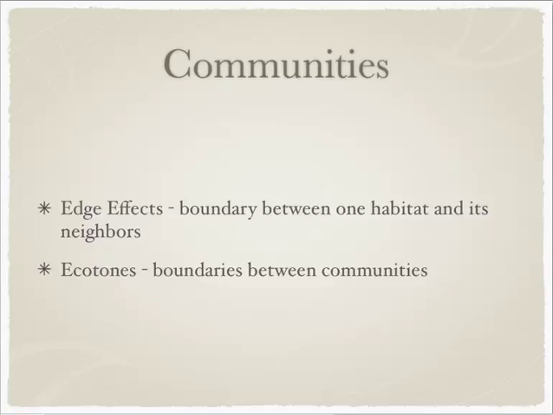Finally, what are the effects of communities? Communities have what we call edge effects. These are what happens in between the boundaries of one habitat and its neighbors. These boundaries in between communities are called ecotones. By observing edge effects and ecotones, we can see how communities and populations depend and rely on each other and how ecosystems work together.